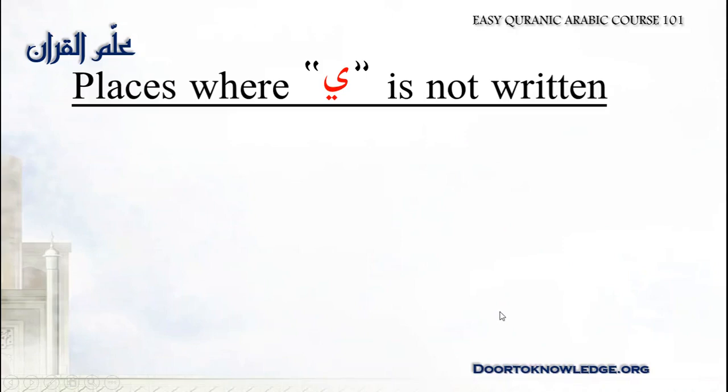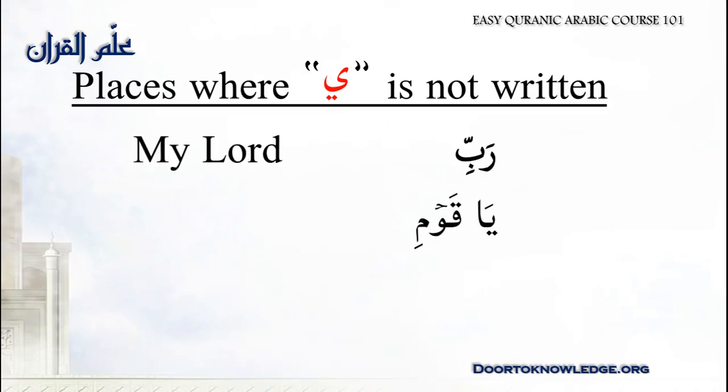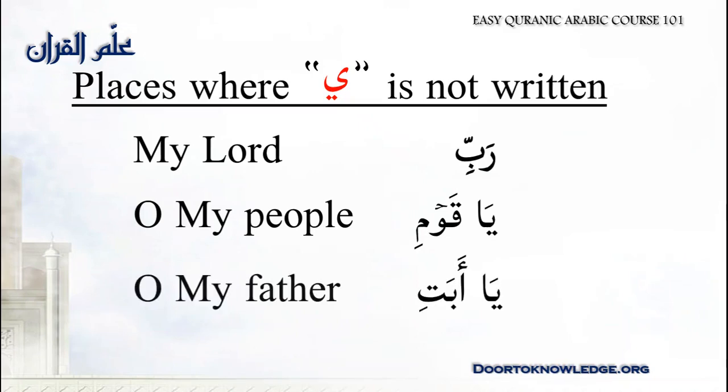So now let's see those places where ya is not written, but the meaning is there. For example, Rabbi, my Lord. Ya qawmi, O my people. Ya abati, O my father. So here if you look, Rabbi, my Lord, the ya is missing, meaning the ya is not written. So this zir or this kasra indicates there is ya. This is Rabbi, my Lord.